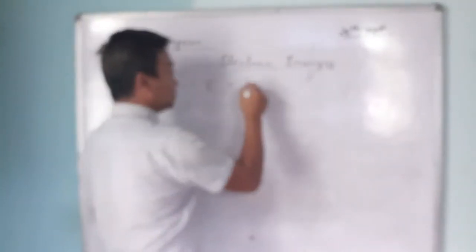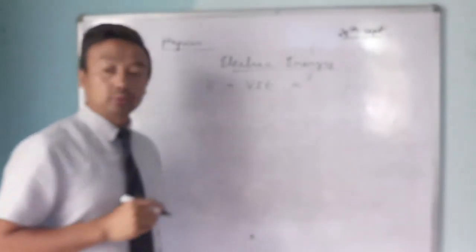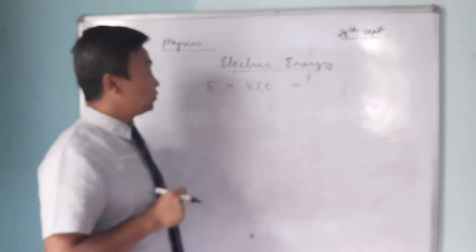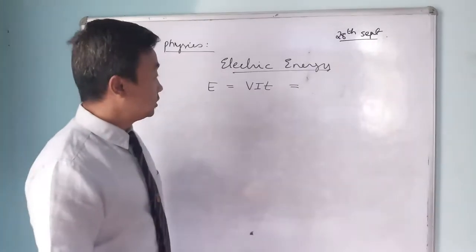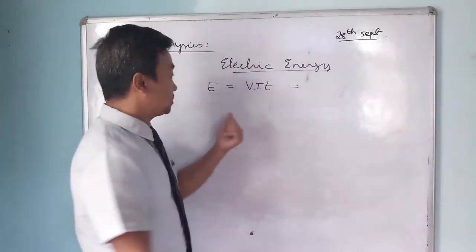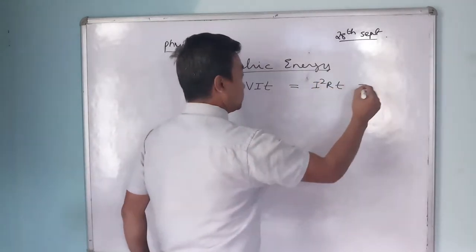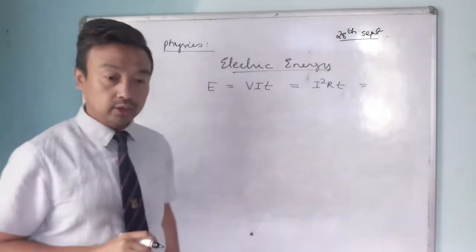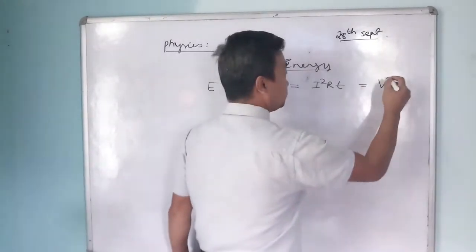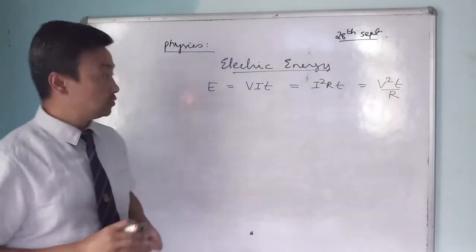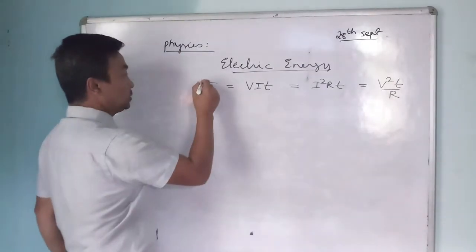The first formula was V into I into T, where V stands for the potential difference, I stands for the current that is flowing through the circuit, and T, time, how long the current is flowing through the circuit. The second expression was in terms of the current and the resistance. By using Ohm's law we got this formula, and the third expression was in terms of the potential difference and the resistance. Okay, so this was the electrical energy.